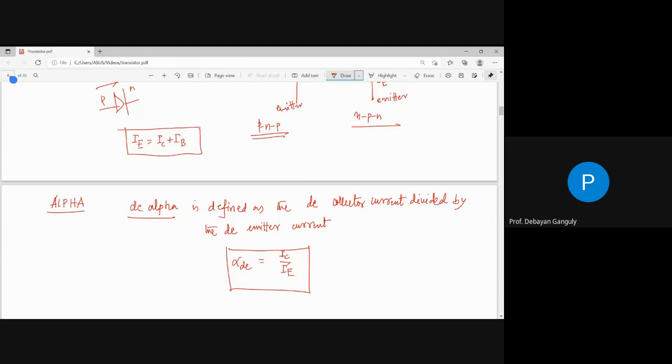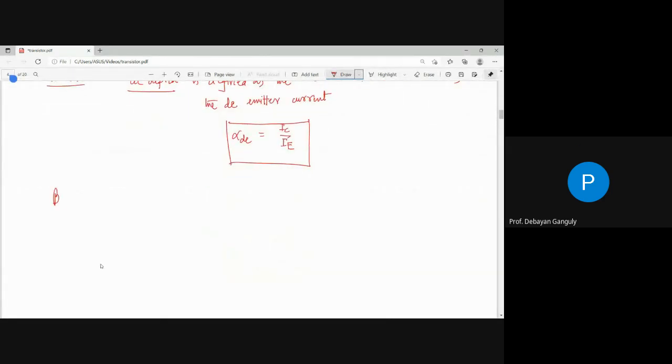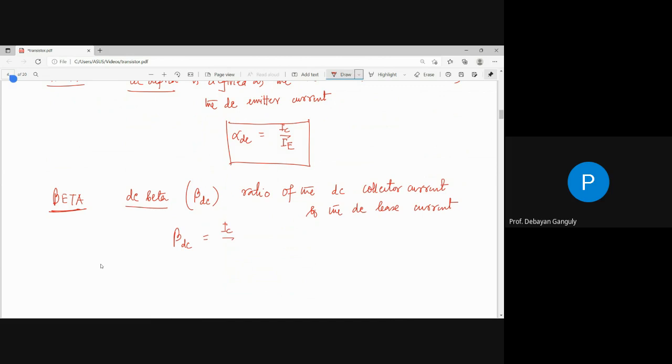And there is also another representation that is called beta. Beta is nothing but DC beta, that means it is fixed and will not change, and it is symbolized as the beta sign. It is the ratio of the DC collector current to the DC base current. That means beta DC can be represented as IC by IB. This is the ratio, and it is also called current gain.